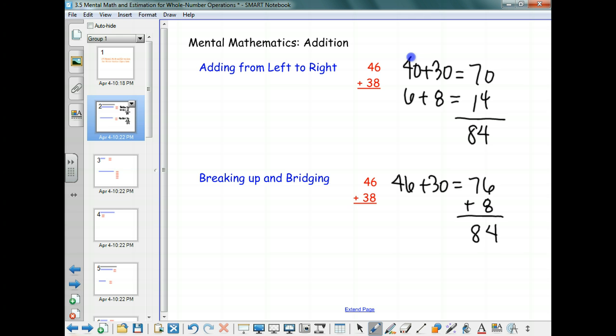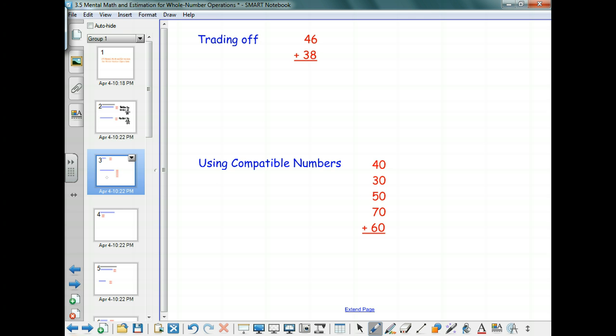Okay, trading off is one I actually mentioned. I called it something different, but I mentioned it in the last section, or maybe it was in your homework, I can't remember. But I've mentioned it today out loud in class. Trading off is the idea that if you take a look at the 46 and the 38, I would really much rather add the number 40 instead of the number 38. Wouldn't you? So one way I could do that is I can say, well, let's just change this 38 into a 40, and if I do that, that means I have to add 2 to it.